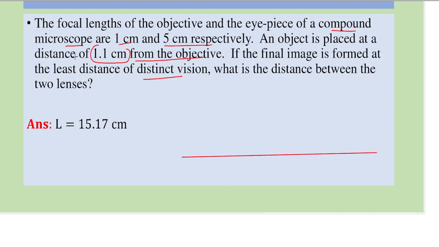If you have two lenses, we'll call this the objective, of a small focal length, and the eyepiece, of a bigger focal length. Suppose somewhere here an object is placed. We'll call this A, B. Its image is formed somewhere here. We'll call this A dash, B dash. These diagrams and the derivation are already done in the theory class. You can go back and look at it if somebody has doubt on this topic.